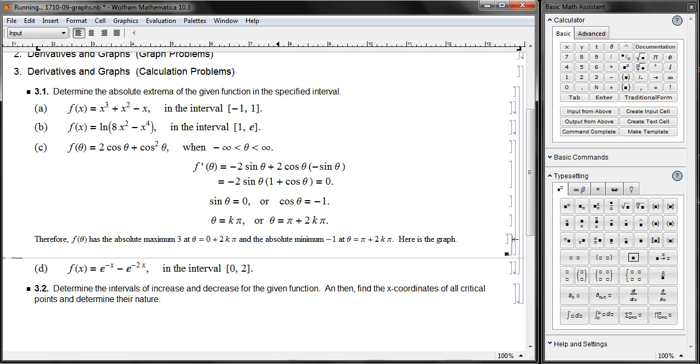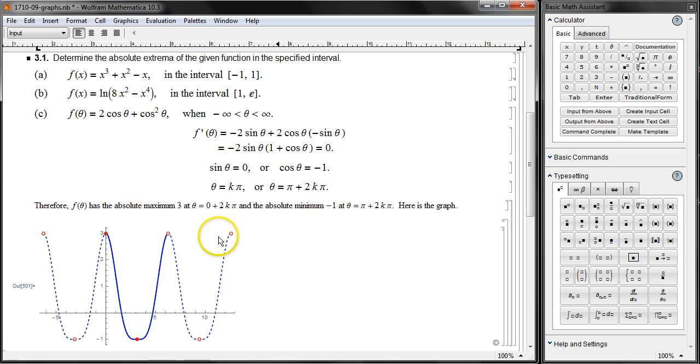Here's a graph, by the way. See? k pi, all these, and also all these. And then pi plus 2k pi, so only down below all those. So what's the absolute maximum? 2k pi, an even multiple of pi, that's when we have 2 plus 1 plus 1 squared, that's when you have 3. And then absolute minimum negative 1. You can check that with your calculator.